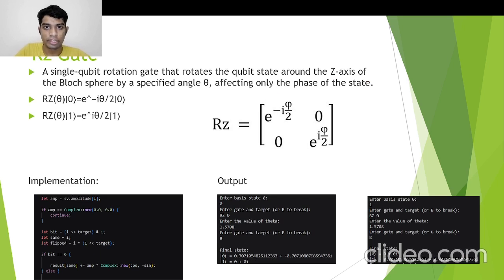And finally, for the Rz gate, it rotates around the Z axis of the Bloch sphere by a specified angle, the same angle we used earlier, and the implementation is done according to the matrix specified here.